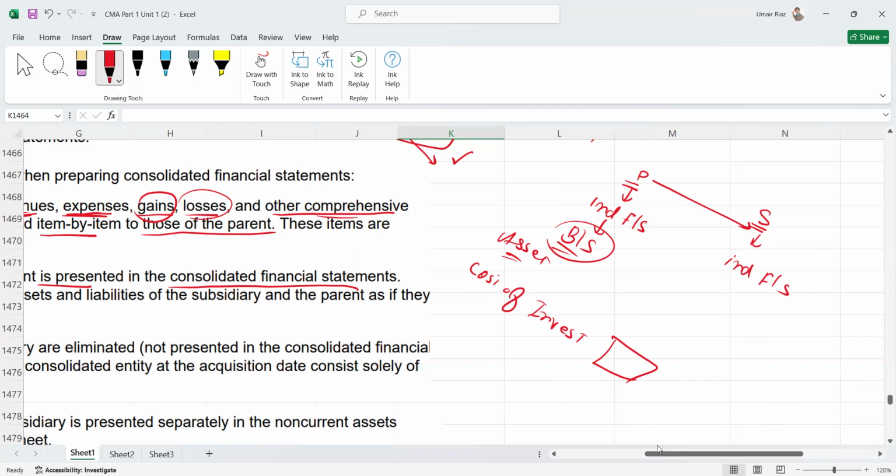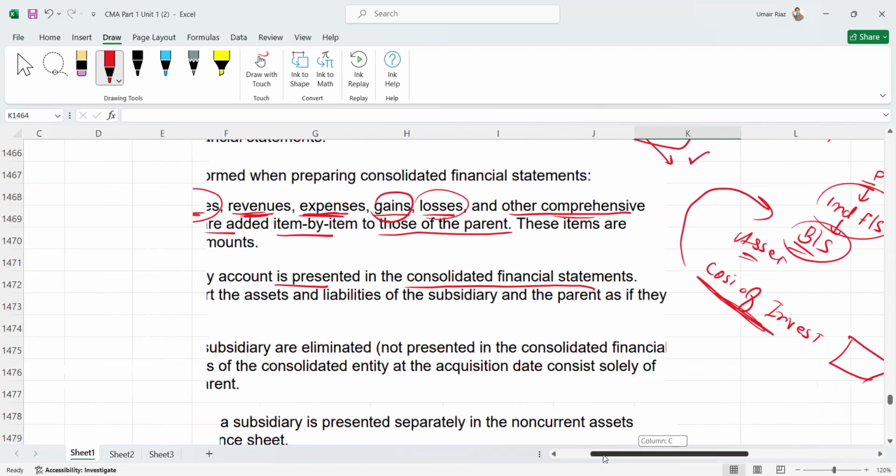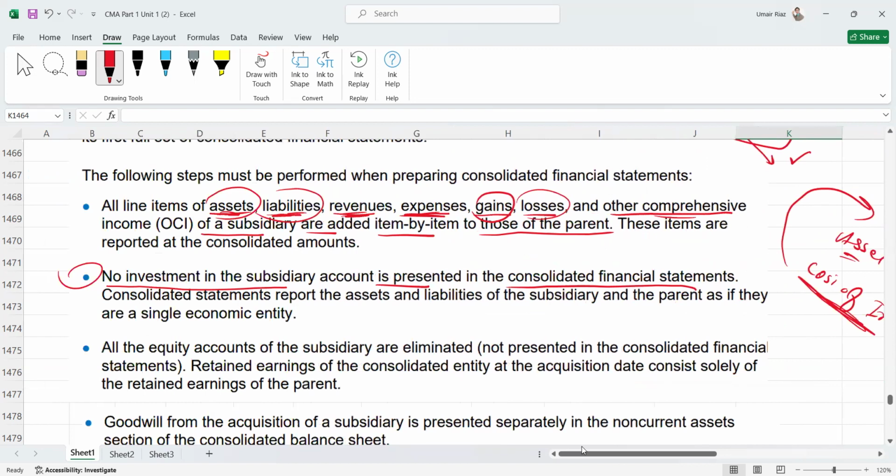When we prepare the consolidated balance sheet, we take the parent's balance sheet and the subsidiary's balance sheet and add these figures. At that time, the cost of investment showing in the parent's balance sheet, we simply have to remove, we have to eliminate. So this is the second point: no investment in subsidiary account is presented in the consolidated financial statement. Yes, it is there in the individual financial statement, but it won't be presented in the consolidated financial statement, right?